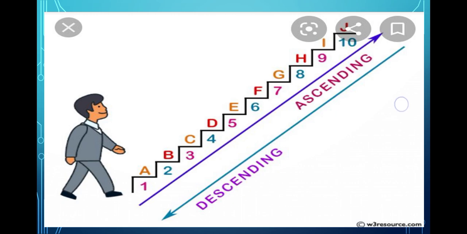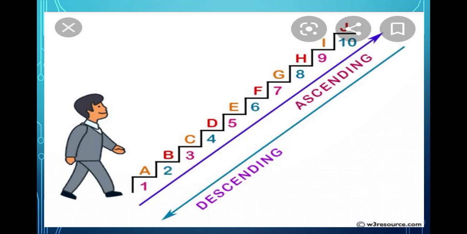Descending order means what? To come down, or arranging the numbers from the greatest to the smallest. That means we have to go backwards. That means 10, 9, 8, 7, 6, 5, 4, 3, 2 and 1.